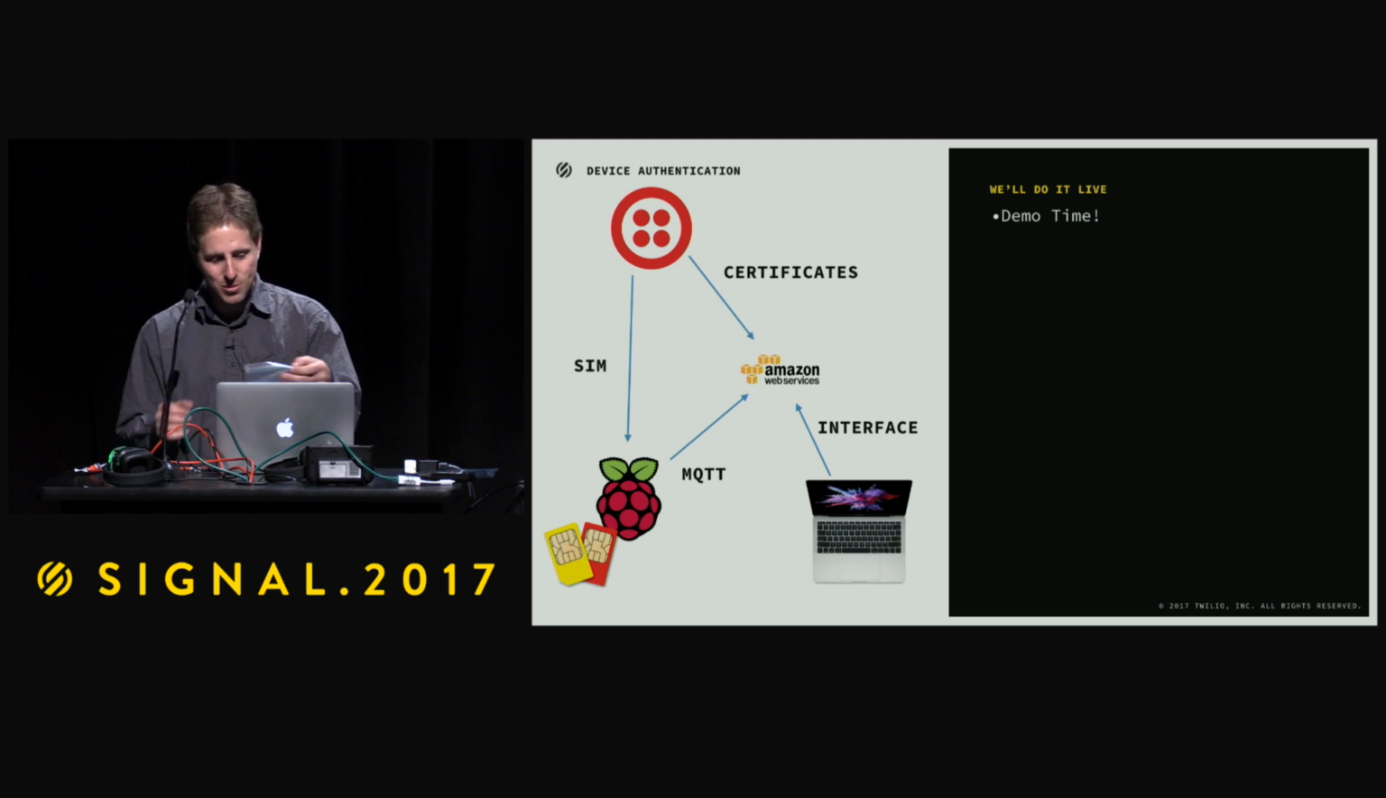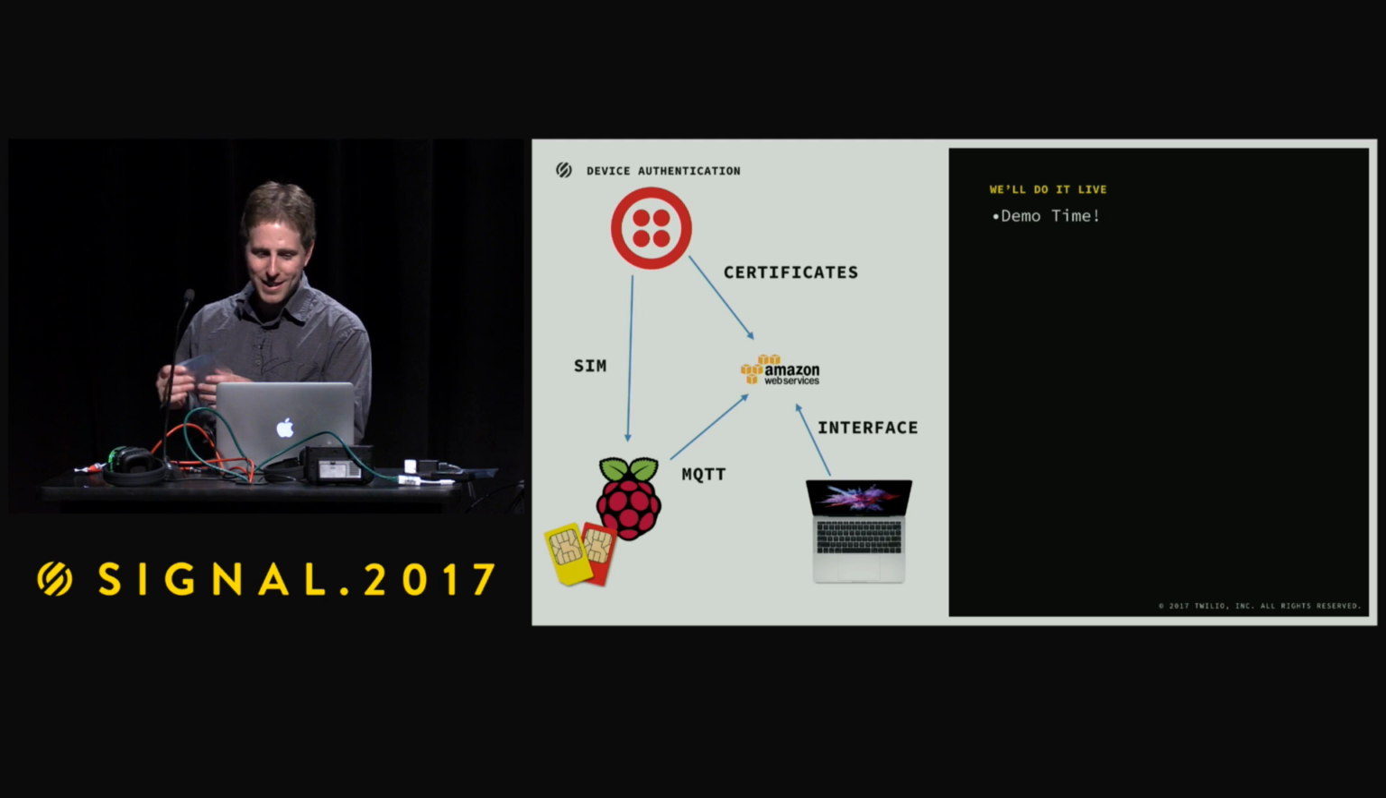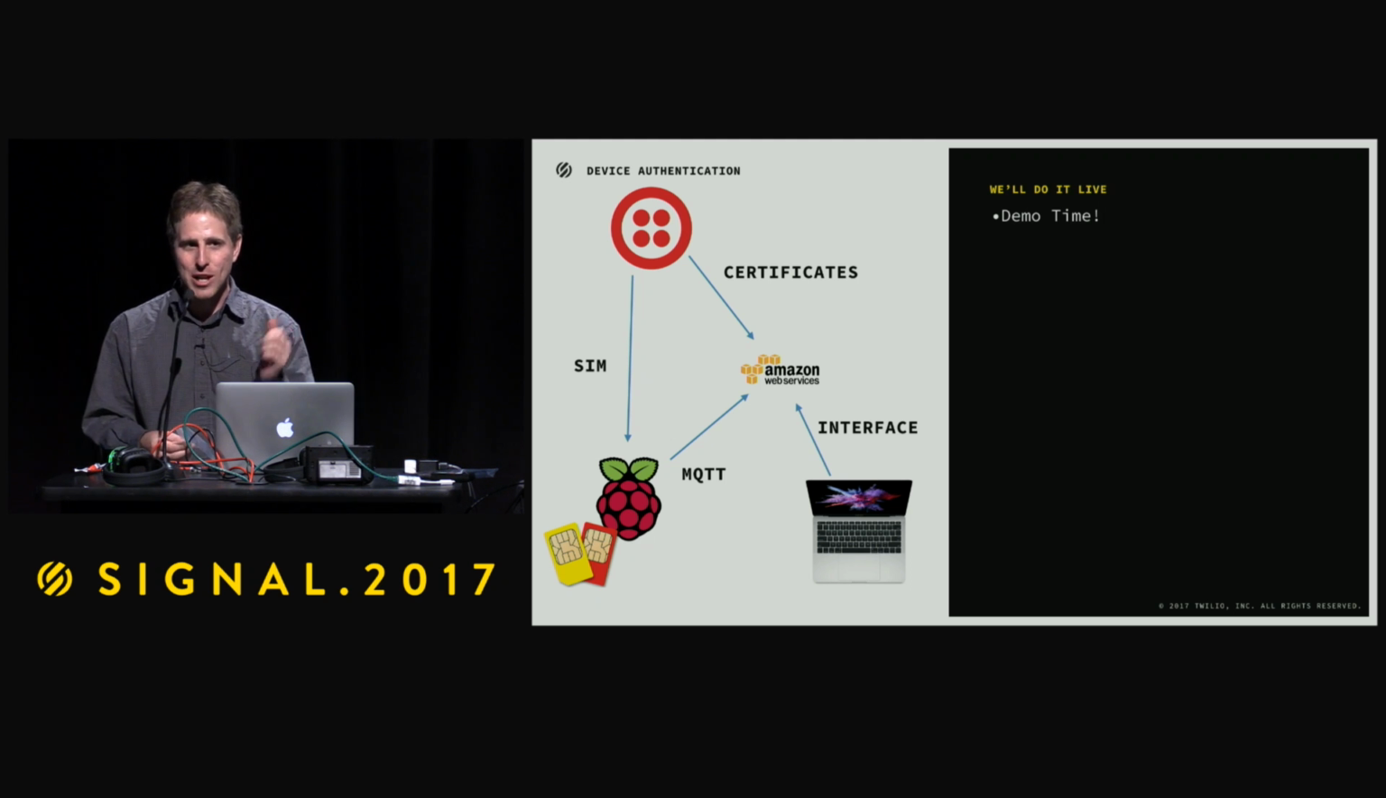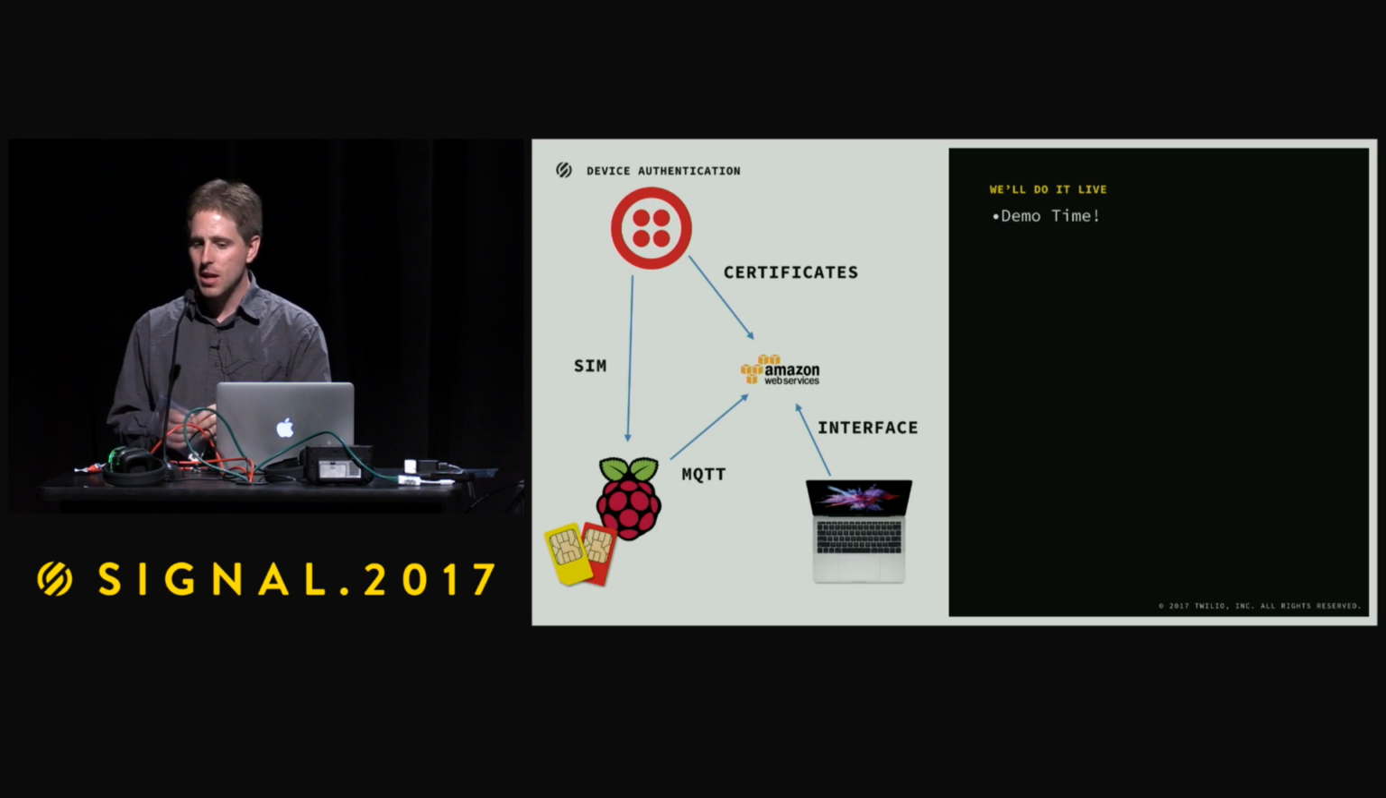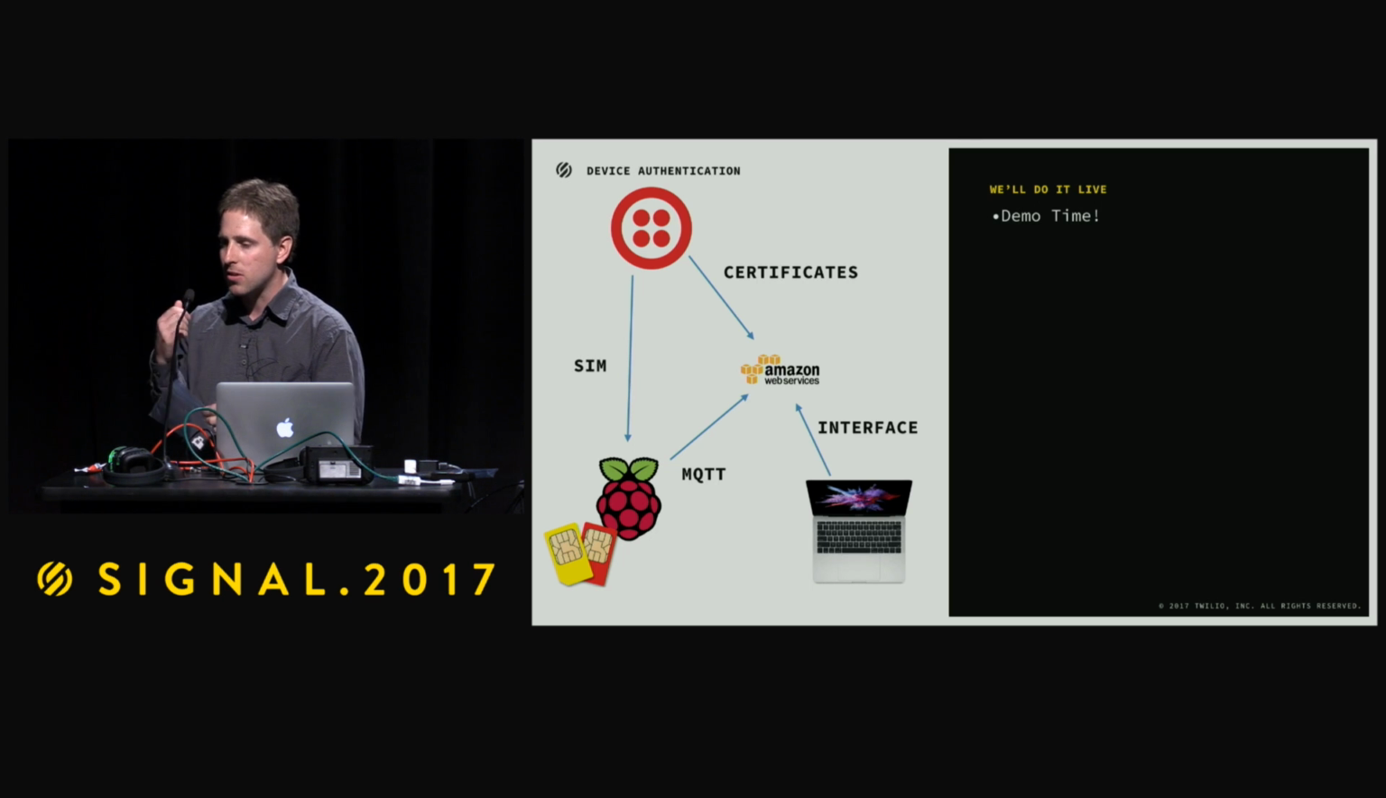And now I have the SIMs, which are actually here in this bag. And we're going to stick these SIMs into a Raspberry Pi. And the Raspberry Pi is going to connect over the MQTT channel to my AWS account. And we'll be able to watch the results coming in on the computer.